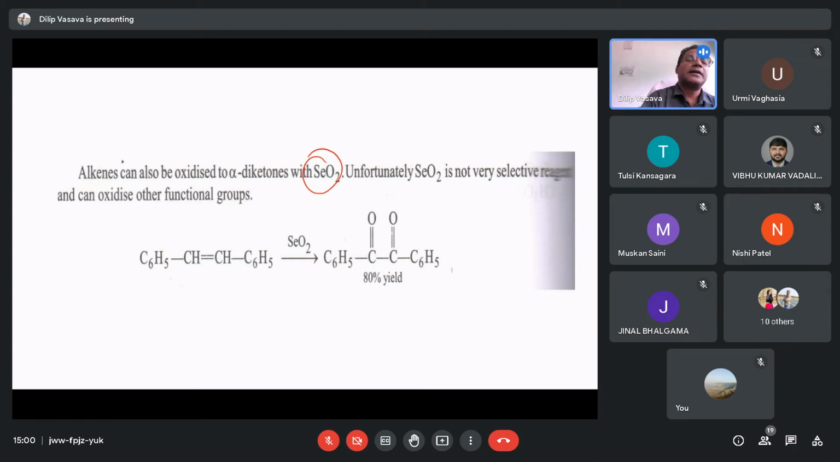In the previous case we had seen that the double bond was oxidized to a single ketone, but by using selenium dioxide, it oxidized both the carbons so that it gives the dicarbonyl compound with a lower yield. Here it is reported as 80% yield.